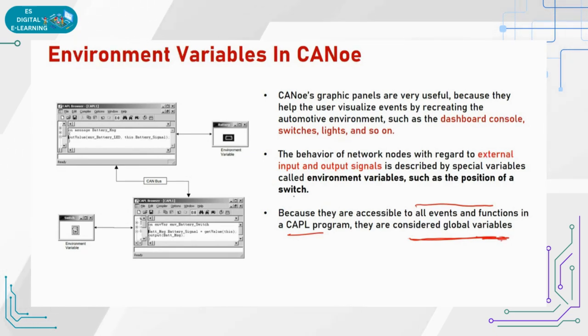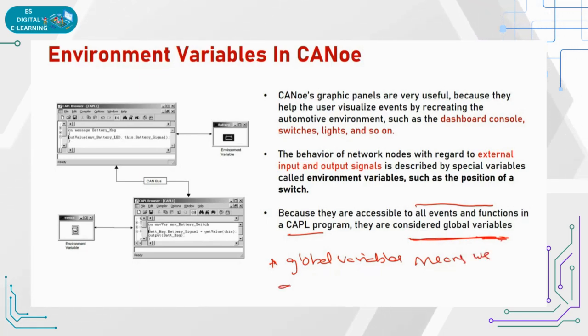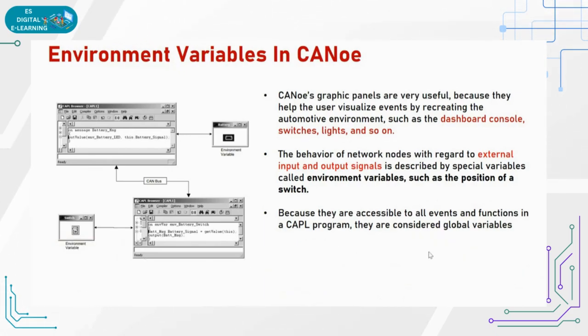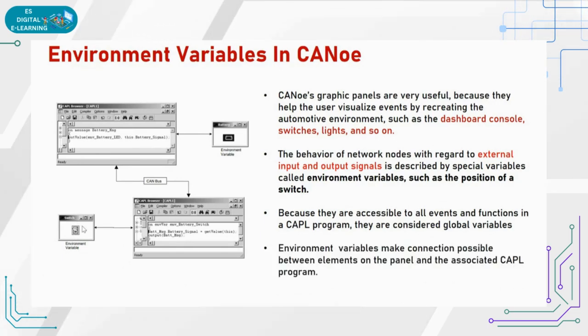Okay, so you can write down: global variable means we are able to access it throughout the program. Okay, is it clear for all? Anyone, can you reply to me with yes? Are you able to understand what the interface is, how we are making the backend, the CAPL programming, and how it is doing the communication?